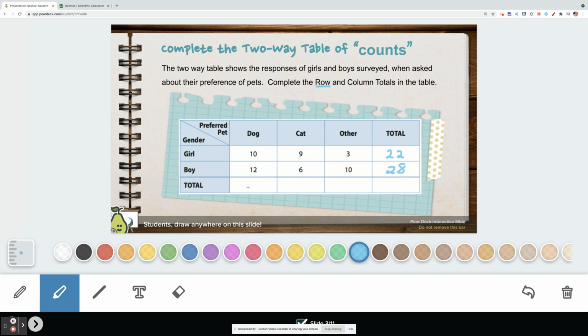Now let's add our column totals. 22 of all of the students picked dog as their favorite pet. Fewer students picked cat, and 13 picked other. Now what's very nice about a two-way table is the number here in the corner, which is going to be the total respondents of the survey. You can get that total either by adding down or by adding across. And that'll be a nice check for you to make sure you haven't made an error.